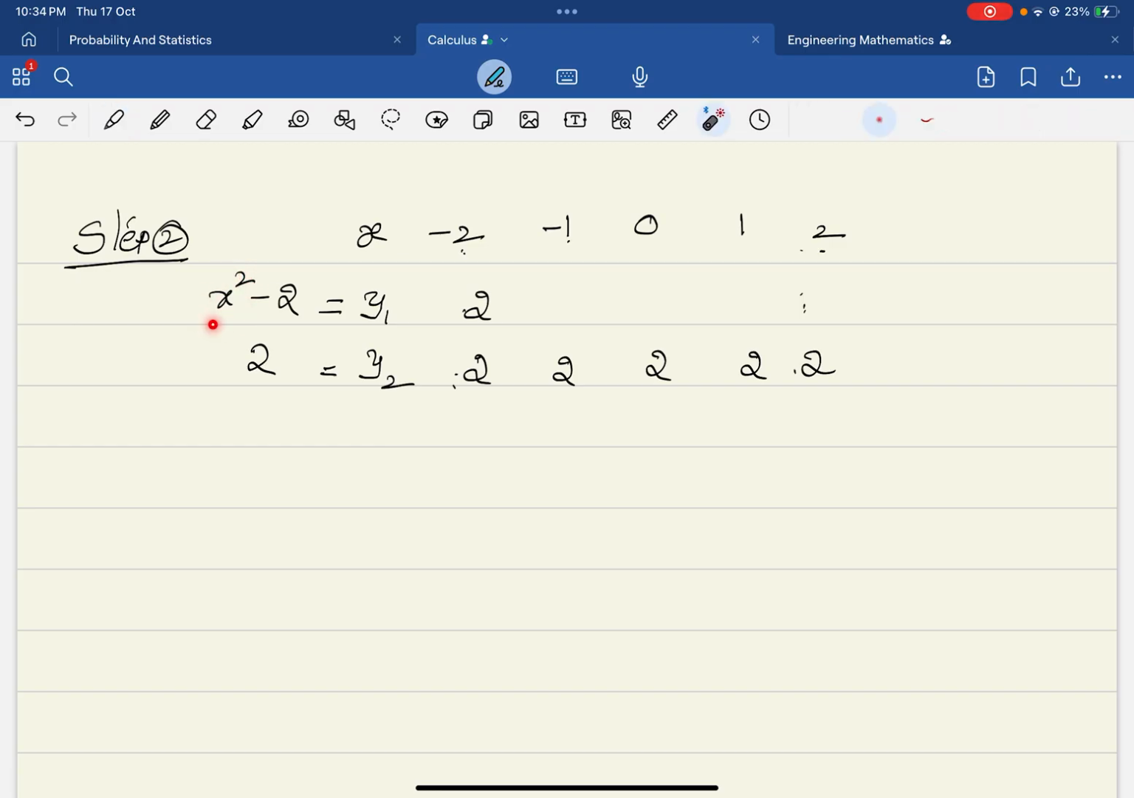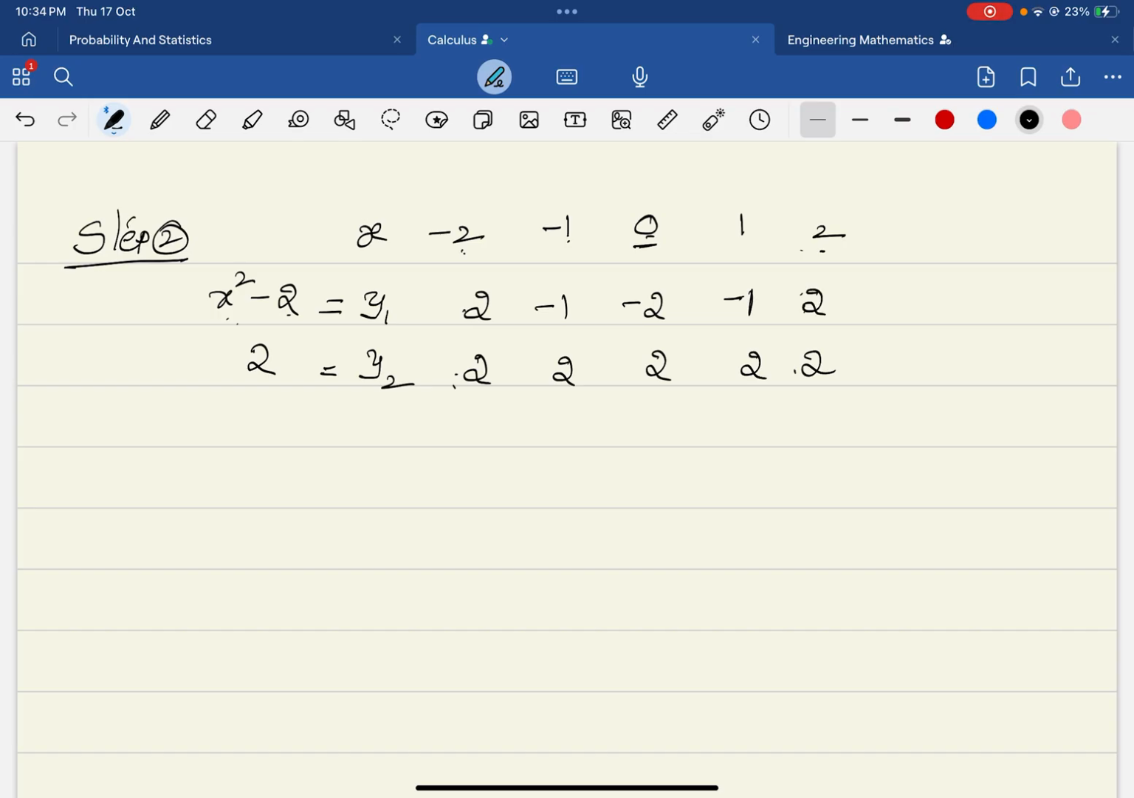Minus 1 the whole square is 1. 1 minus 2 is minus 1. So the value here is minus 1. And when x is 0, then it is minus 2. And when x is 1, then it is 1 minus 2, which is minus 1. And when x is 2, it is 4 minus 2, which is 2.